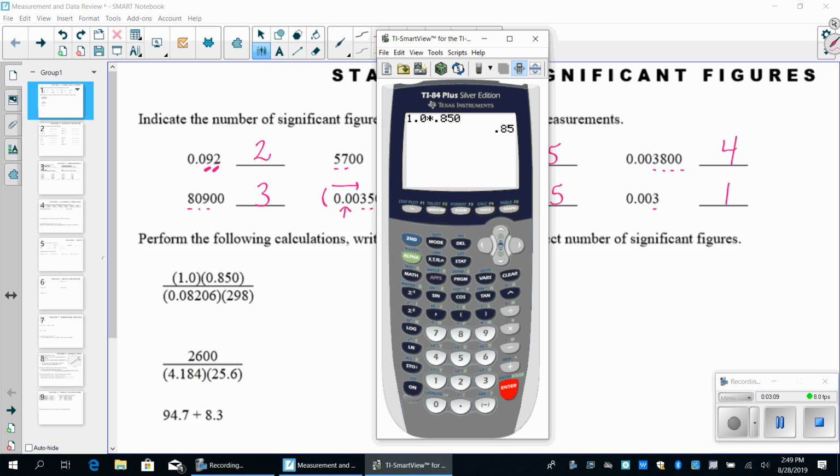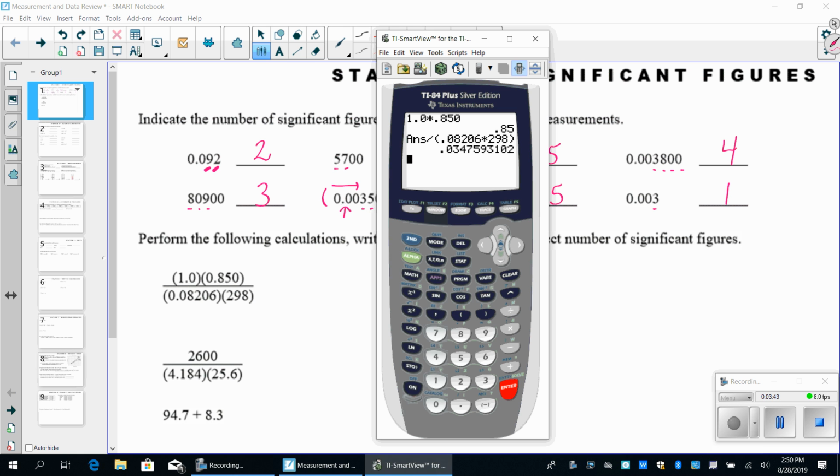You're going to divide it by, make sure you put that bottom portion in parentheses, 0.08206 times 298. Make sure it's all in parentheses. That ensures that your calculator is treating it as one number as that denominator. Hit enter, and you get a number that looks like 0.0347593102.